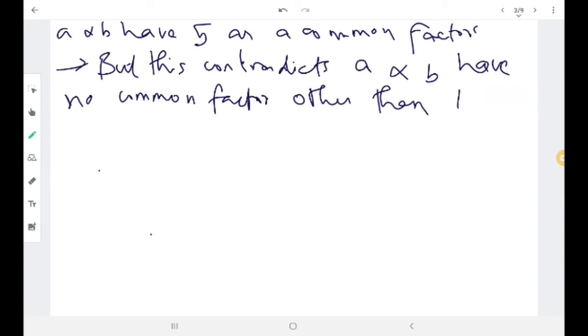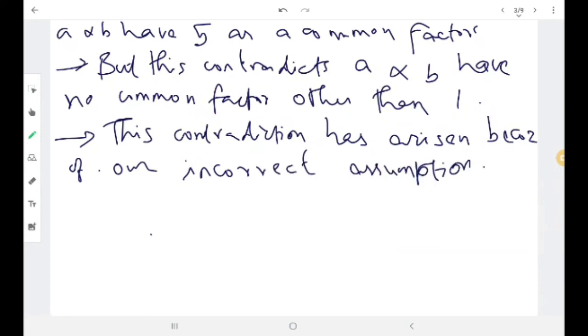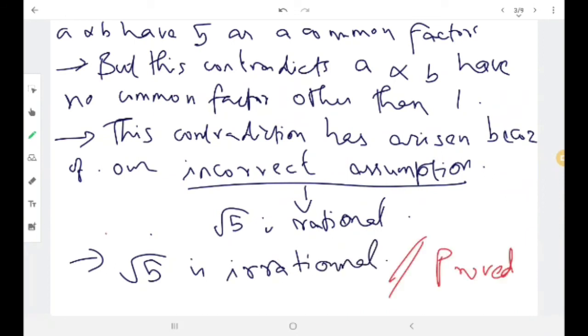This contradiction has arisen because of our incorrect assumption. What is our incorrect assumption? That root 5 is rational. It is incorrect. So we can conclude that root 5 is irrational. Thus we proved that root 5 is irrational.